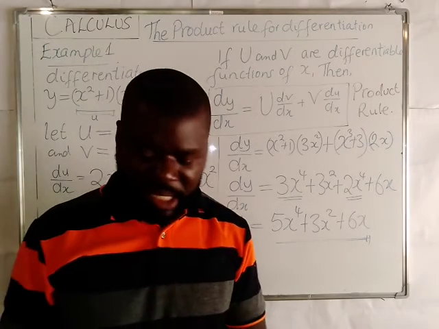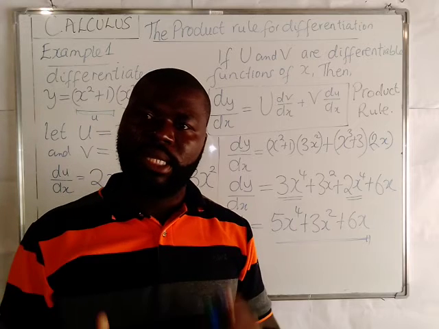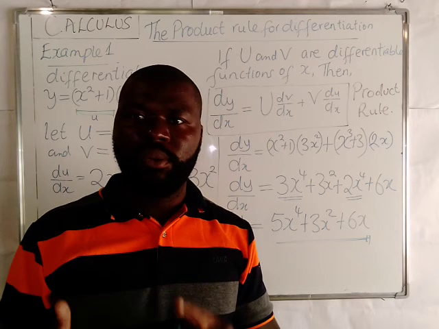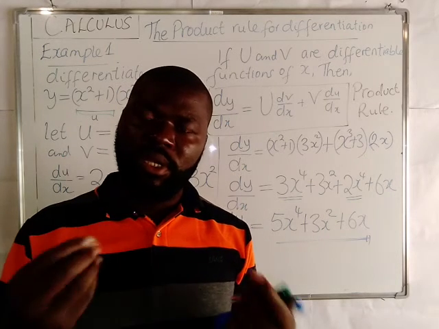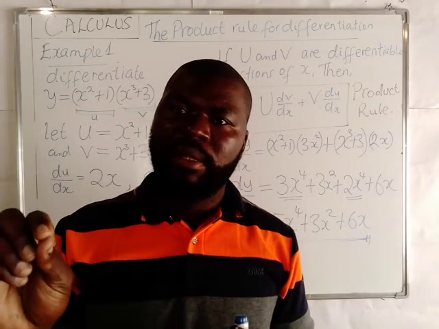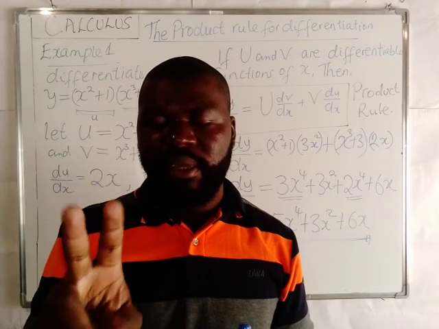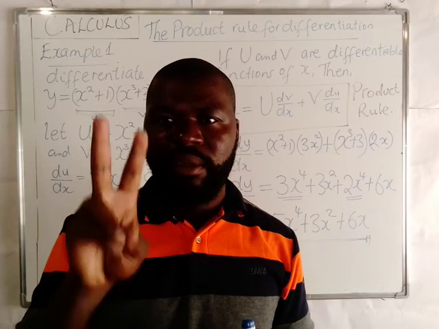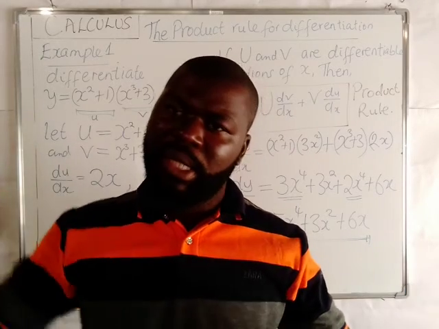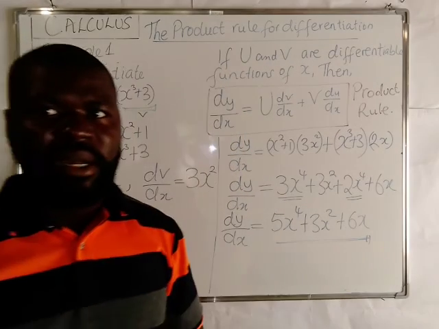So basically, this is how we differentiate using the product rule. Actually, the product rule says u dv dx plus v du dx is equal to dy dx. We only use the product rule when the given f of x or the given y has two factors which we are multiplying, which is forming a product. So use the product rule when you are given a function which is a product. Okay, so basically this is on the product rule.